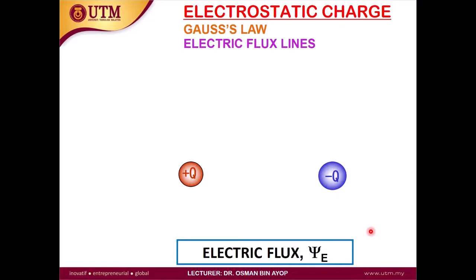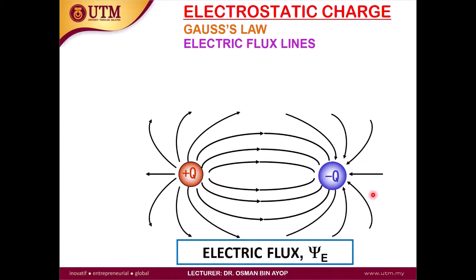Okay, let's say you are given a two charge system. We have the positive charge at your left hand side, and then you have the negative charge at your right hand side. Let's say these charges will emit the electric flux. For the positive charge, the flux will be going out. For the negative charge, the flux will be going in. And you can see here, if the charges have different or opposite signs, they will attract each other. When they have the same sign, they will repel each other.